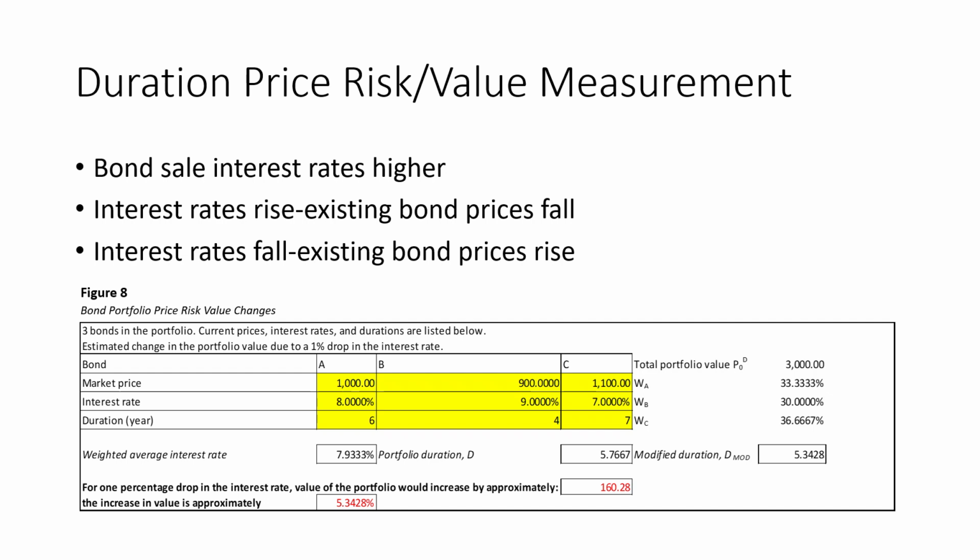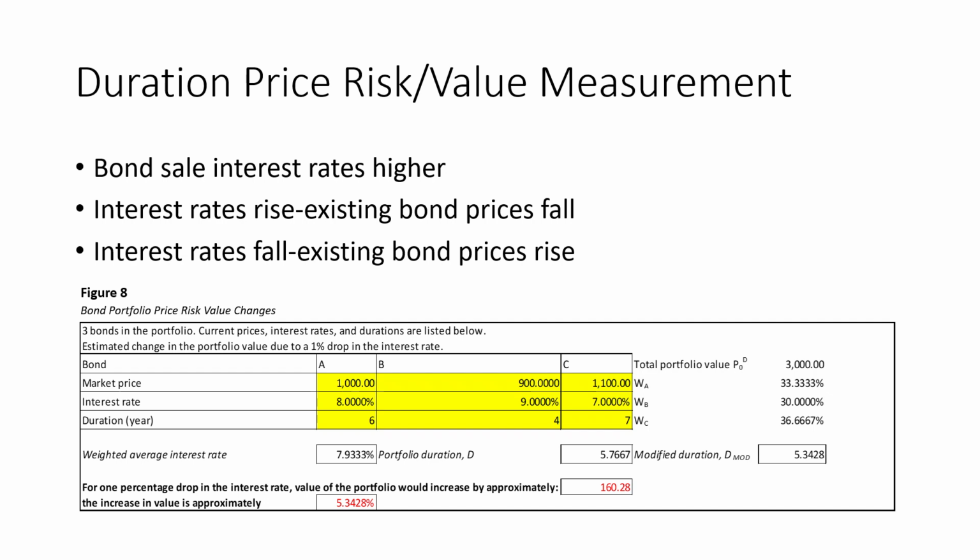We see in Figure 8 how price risk can be measured in a bond portfolio with the examples of 3 bonds. Bond A has a market price of $1,000, a coupon rate of 8%, and a duration of 6 years. Bond B has a market price of $900, an interest rate of 9%, and a duration of 4%. Bond C has a market price of $1,100, a coupon rate of 7%, and a duration of 7 years.